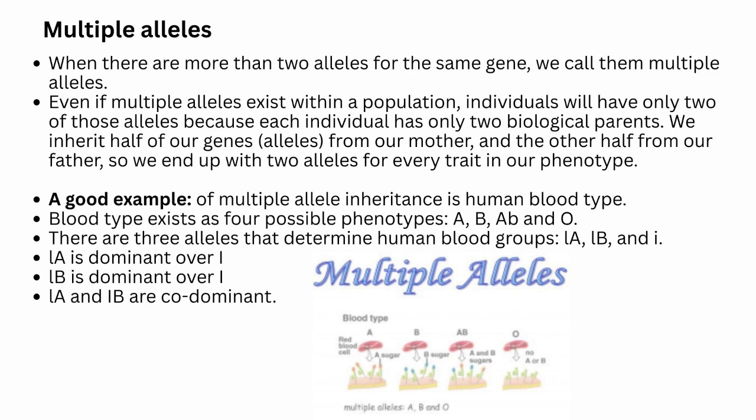A good example of multiple allele inheritance is human blood type. Blood type exists as four possible phenotypes, A, B, AB and O. There are three alleles that determine human blood groups, IA, IB, and i. IA is dominant over i. IB is dominant over i. IA and IB are codominant.